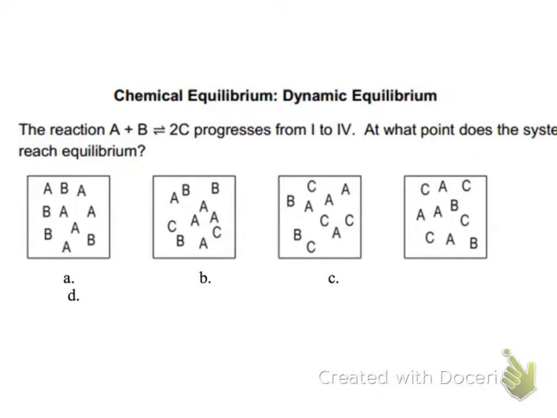Alright, so here, try this one. A reaction A plus B yields 2C progresses from A, B, C to D. At what point does the system reach equilibrium? Okay, so again we can follow either reactant or product, and I'm going to follow C. It looks a little easier than the others, and here I have 2, 4, and 4. So at step C, I have reached equilibrium, and it's gone flat.